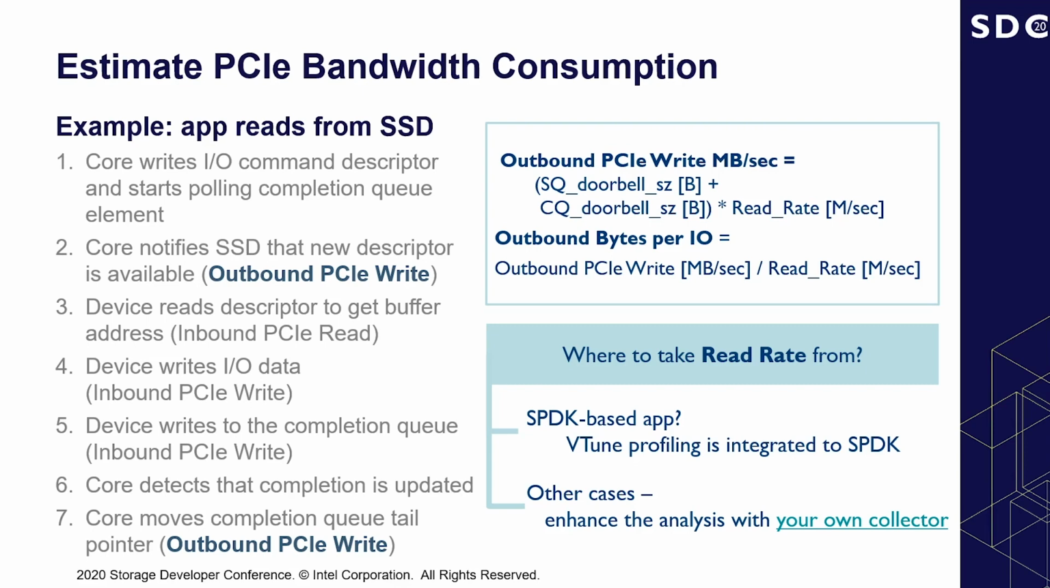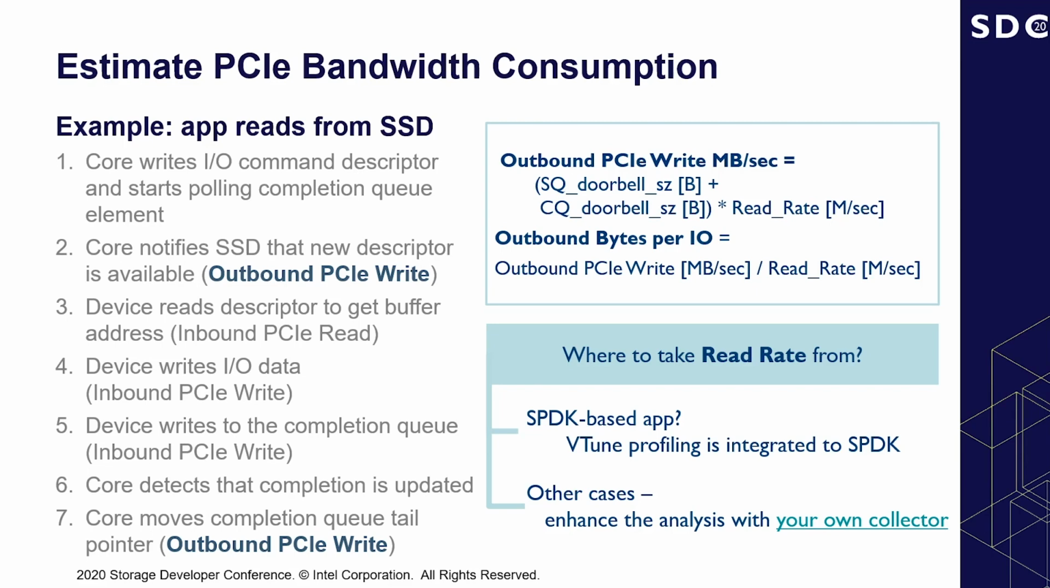On the other hand, when PCI metrics are collected in a block with API level statistics, you may divide outbound write bandwidth by IOPS and get the bytes written to the device register per single I/O operation. This value may be used as an optimization criterion. The question is where to take these API level statistics from. If your application is based on SPDK, you get API level metrics out of the box.